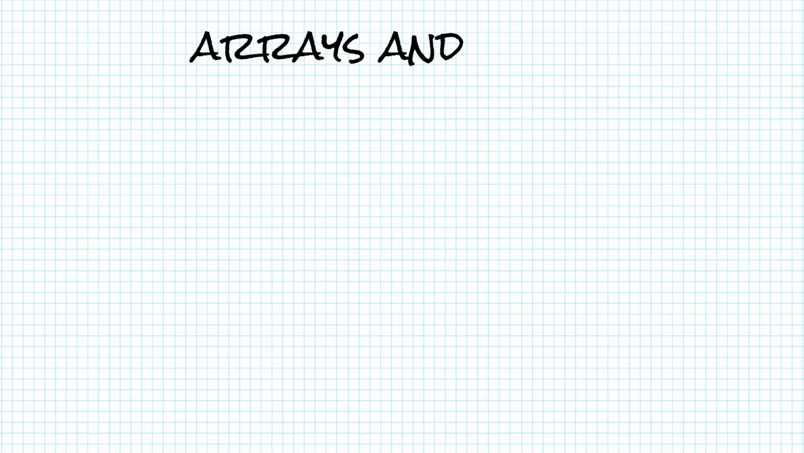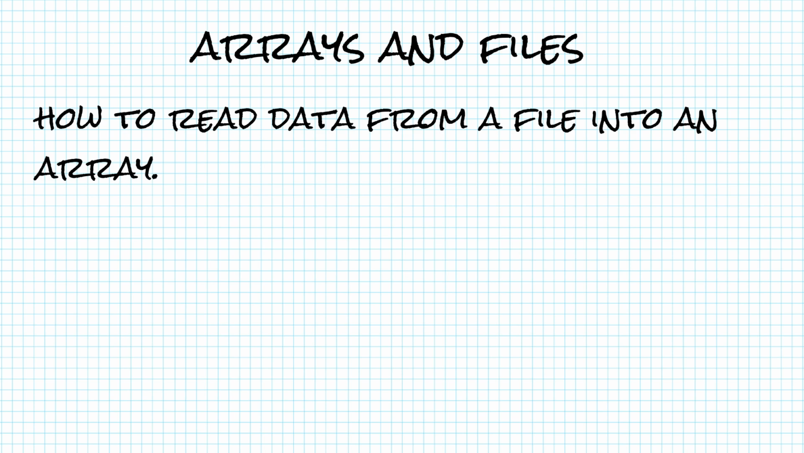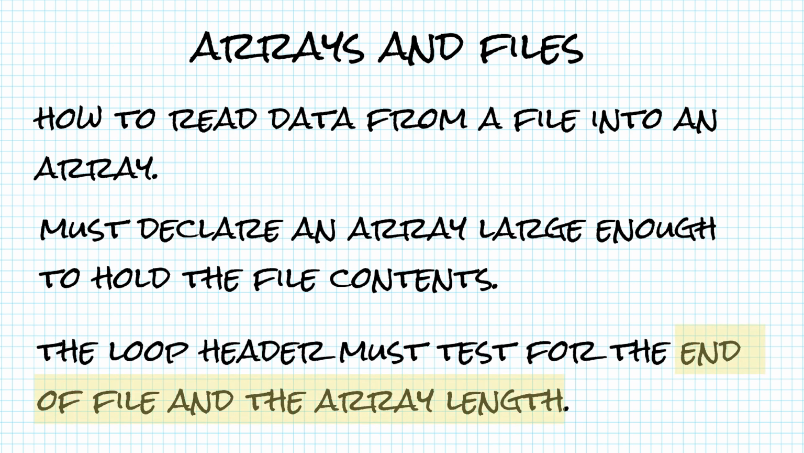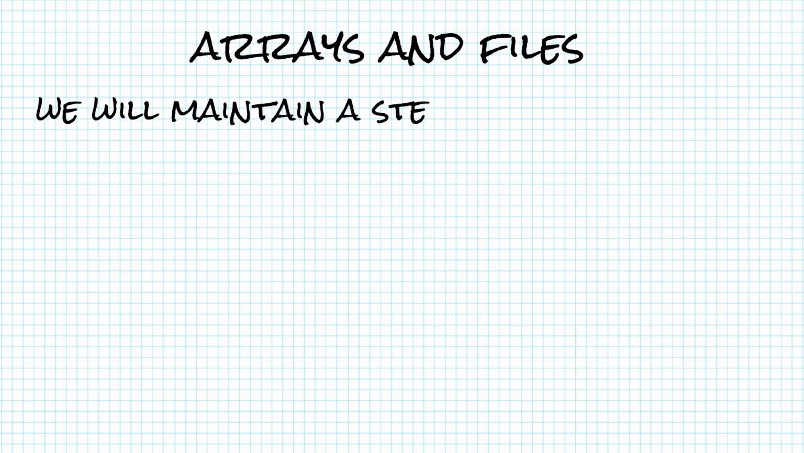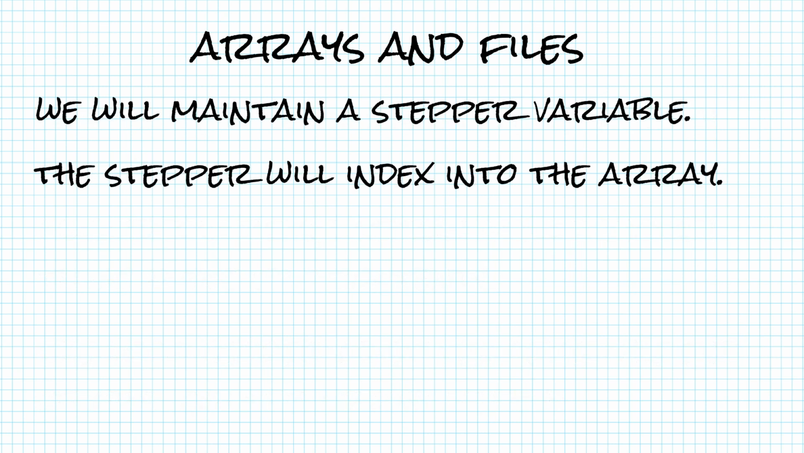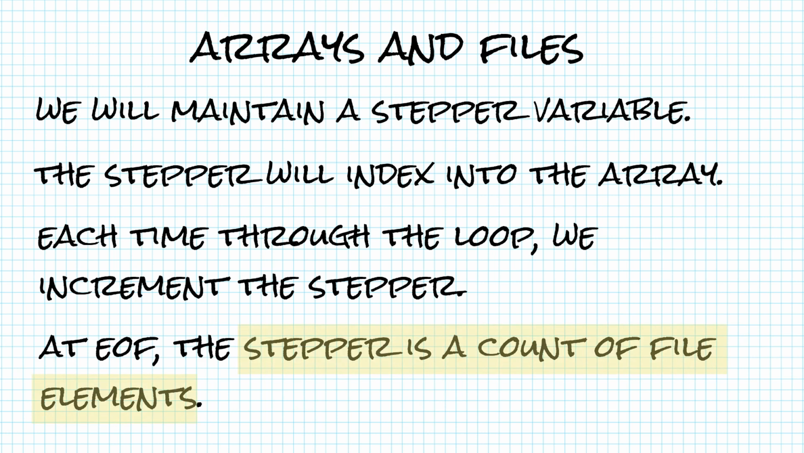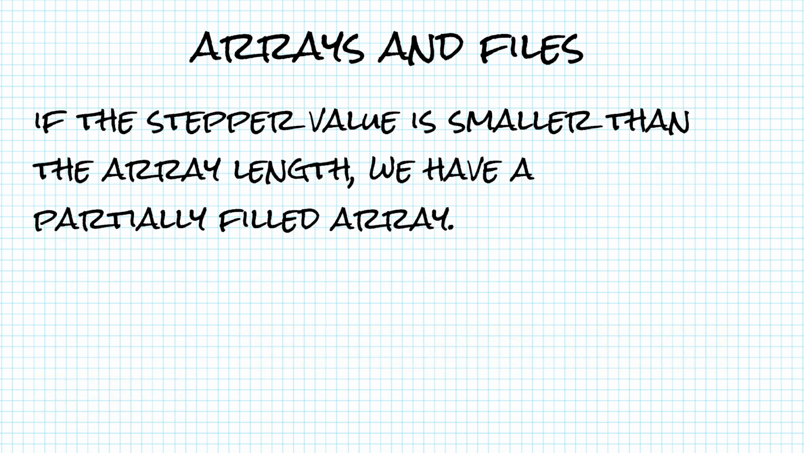In this video, we took a look at how to read data from a file into an array. To do this, we need to know the approximate amount of data so we can declare an array large enough to read the data in. As we read from the file, we'll want to check both that there is more data in our file and that we haven't exceeded the size of our array. We will need a stepper variable to index into our array so we can store the file data in the next location. Each time through the loop, we'll increment this stepper variable. When we reach the end of the file, the stepper variable will hold the amount of data we read. If that is less than the size of the array, we have a partially filled array. The stepper variable will tell us where the data ends.